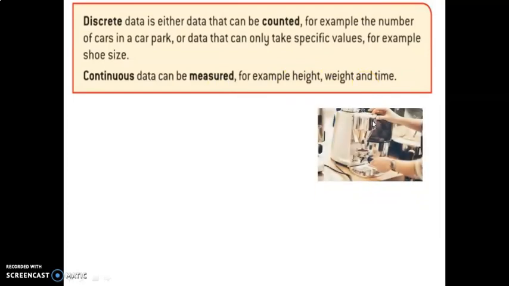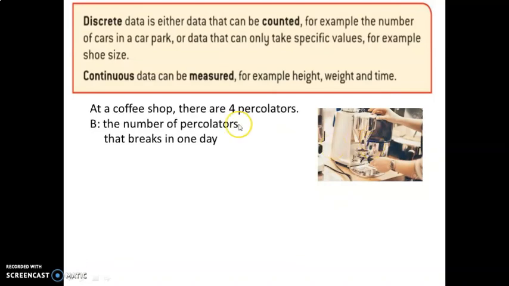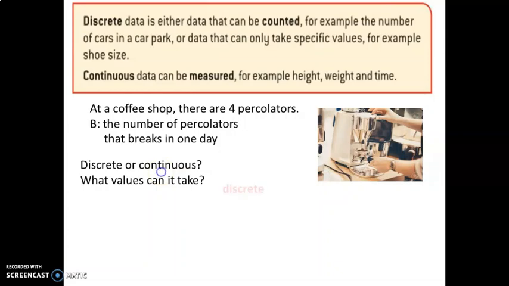Okay, so here's an example. At a coffee shop, there are 4 percolators, these machines for making coffee. Let random variable B represent the number of percolators that break in one day. Is this a discrete or continuous variable? It's definitely discrete because you can only have a specific value of broken percolators.